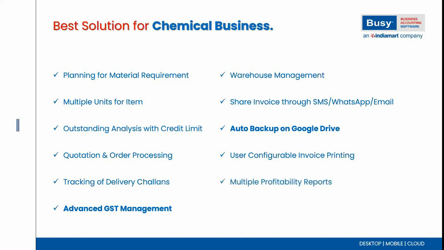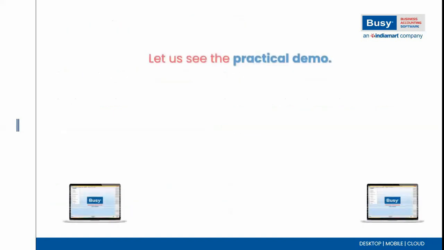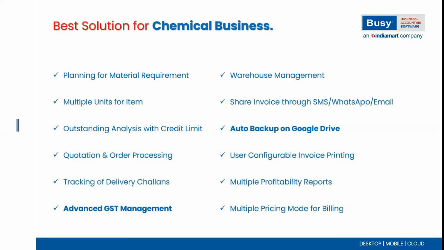Different kinds of profitability reports are also there, like party wise, bill wise, salesman wise, godown wise, batch wise. And multiple pricing modes for the customers. When you have different categories of customers, and each category has different prices, you can decide and allocate the category wise pricing in Busy. So when you do billing and sales transactions, the software can automatically apply the prices. These are the very important key features required for chemical businesses.